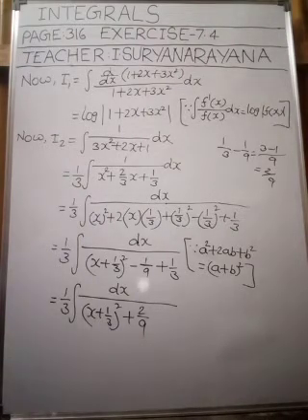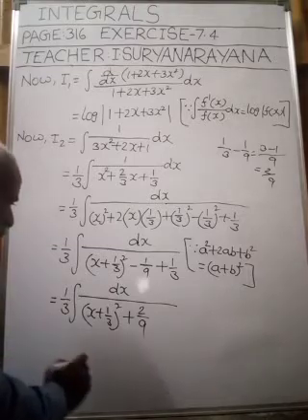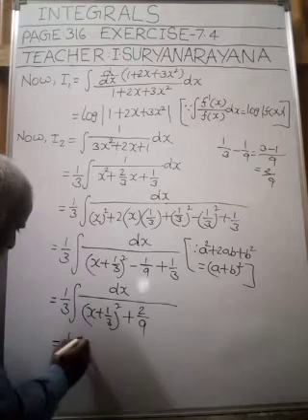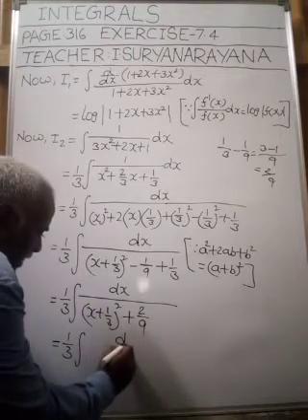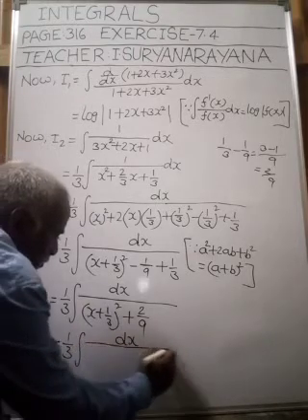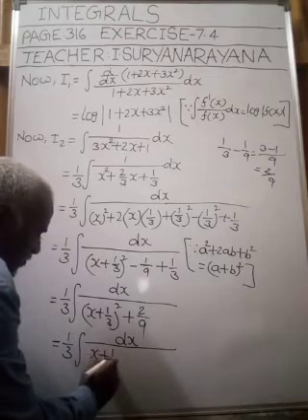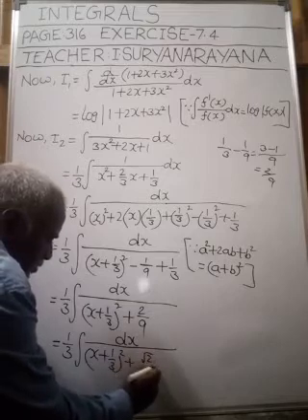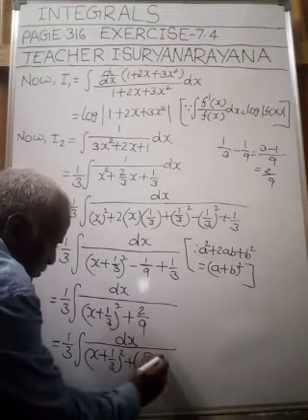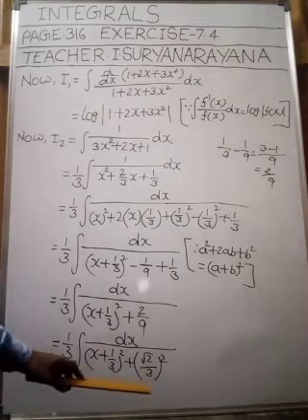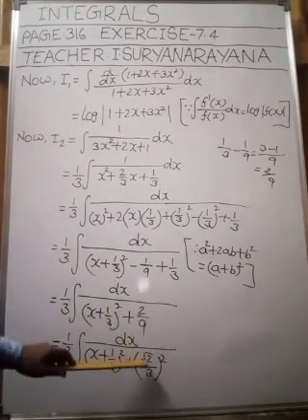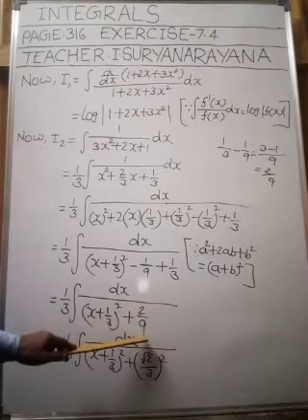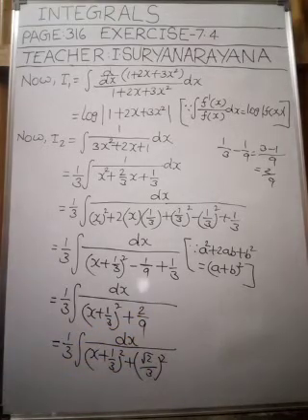Okay, my children? Right. So that is equal to 1 by 3 integral dx by x plus 1 by 3 whole square plus root 2 by 3 whole square. I wrote this number as square of some number. If you simplify this number, again we get the same number 2 by 9 only. Okay, my children? Understood? Right.